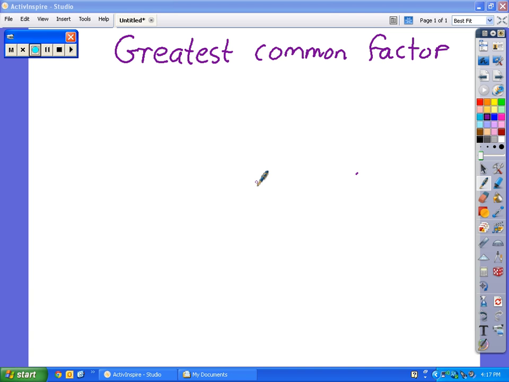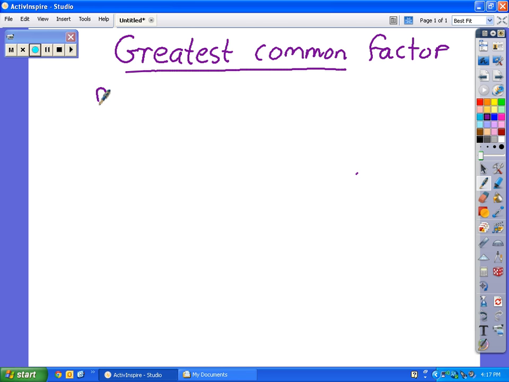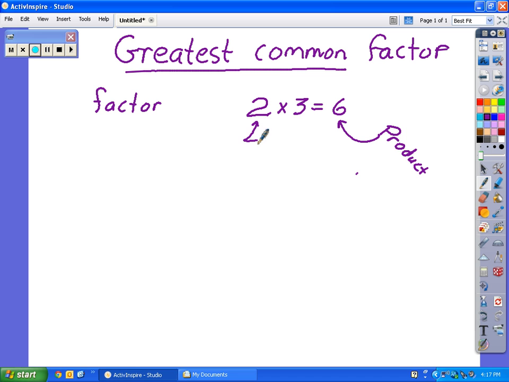Greatest common factor. In order to find the greatest common factor, we really need to know what factors are. I think one of the easiest ways to remember what factors are is to think back to when you learned your multiplication facts. So if I said something like 2 times 3 equals 6, we learned early on that that 6 is called our product. The 2 and the 3 we call factors. Factors are numbers that you multiply together to get a product.